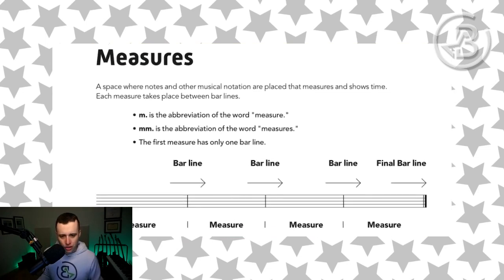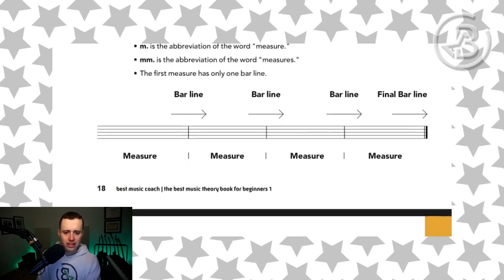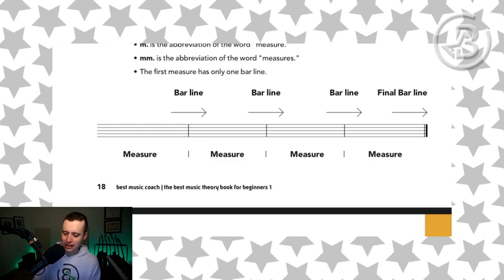A measure is a space on the staff where notes and other musical notation are placed, and the measure shows time. From left to right, when we count or we clap, time is happening. So you can see that in between each bar line, there is a measure. Here we have a bar line, here we have a bar line, and between the 2 bar lines, we have a measure.